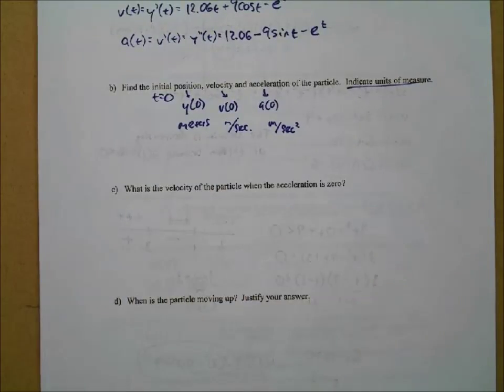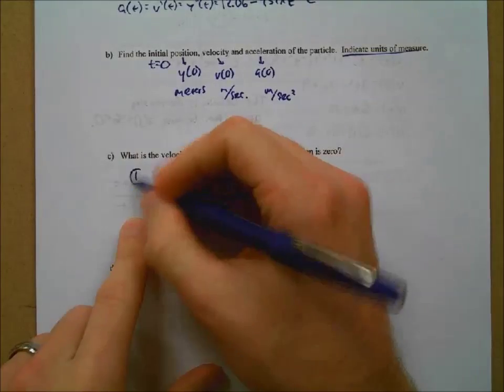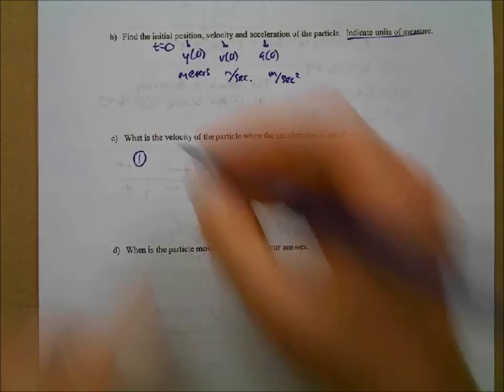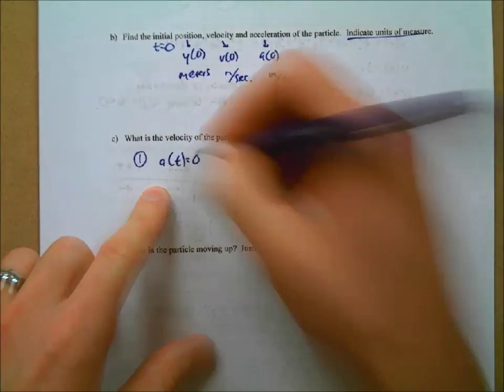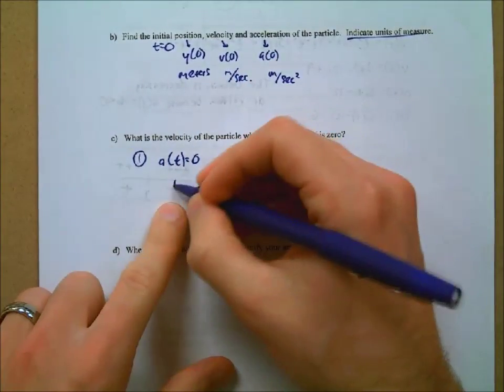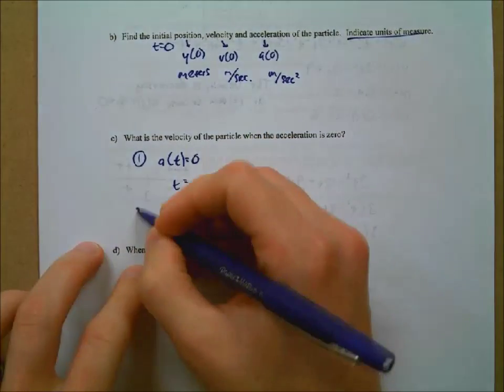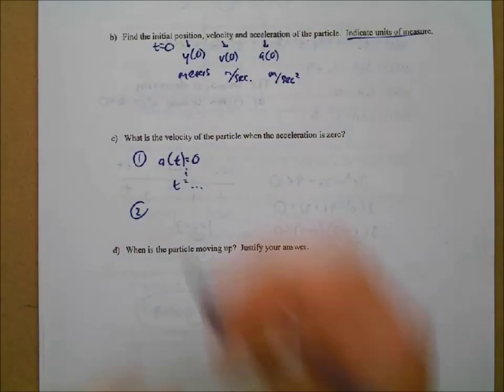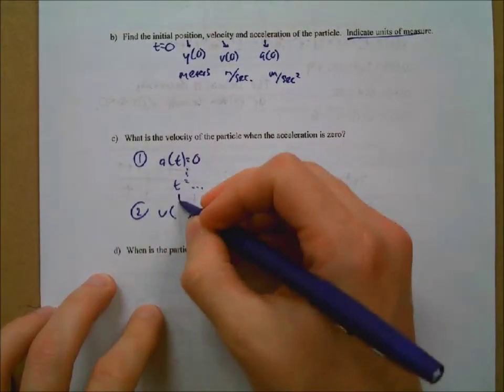Okay. What is the velocity of the particle when the acceleration is 0? This is, I think, where we need our graphing calculators. So what would you do first here for letter C? Yep. A of t equals 0. T equals something there, right? And then step 2, what would you do? Plug that t value into the velocity there and get your answer.